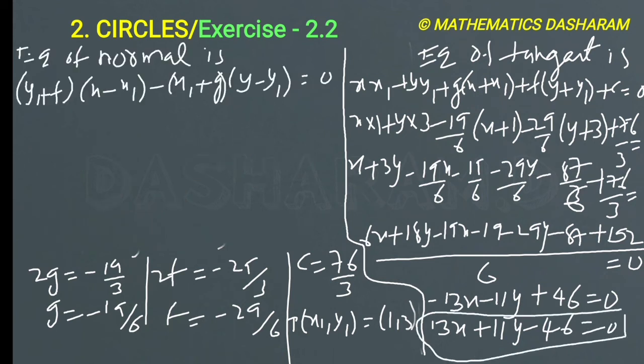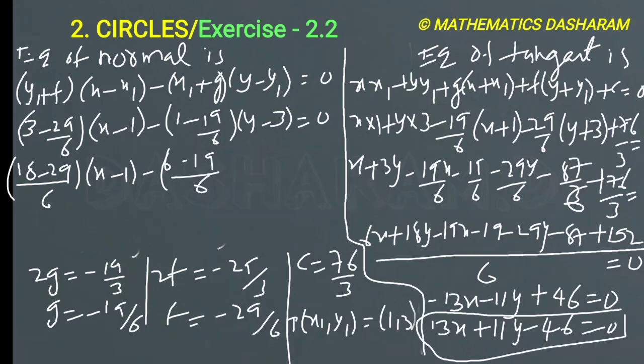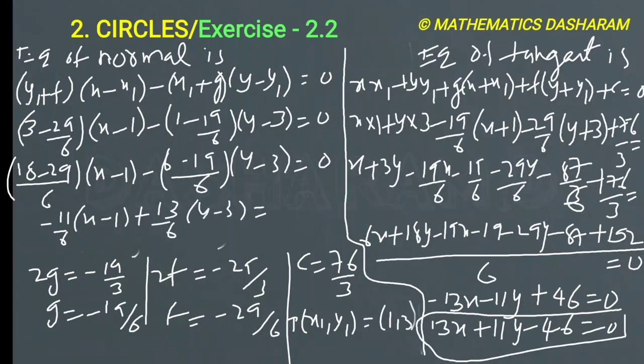So y1 is 3 plus the f value -29/6. So 3 - 29/6. Let's take the LCM, 6 is the LCM. 6 threes are 18 - 29. So the bracket of (x - 1). Next here also the LCM is 6, 6 - 19, whole bracket of (y - 3) equals 0. 18 - 29 is -11 divided by 6 into (x - 1), minus, 6 - 19 is -13, and minus of minus is plus, 13 divided by 6 into (y - 3) equals 0.